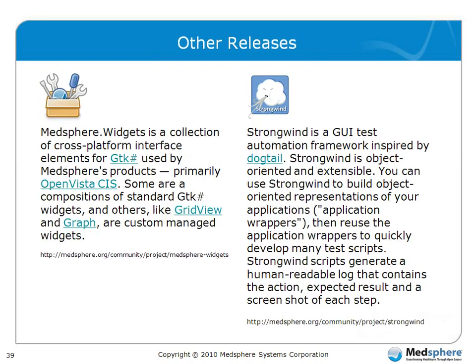Okay, so very briefly, some other releases that we've done. There's a widgets library that CIS was built upon that was released, and also a testing automation framework that was released some time ago. Strongwind, I should mention, we don't use internally much any longer, but it is used. It has been picked up by Novell, and Novell is carrying that project now for their own internal testing.